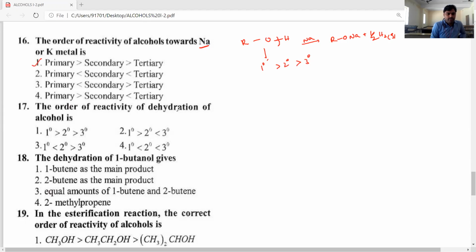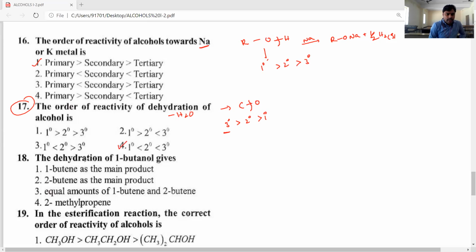Now the reactivity order of dehydration of alcohol. Dehydration means loss of a water molecule. It is nothing but the cleavage of the CO bond, in which the reactivity order is tertiary more than secondary and then primary. Okay, the 17th question. Dehydration of alcohols is the cleavage of a CO bond, meaning they form a stable carbocation. Tertiary alcohols form the more stable carbocation. That's why tertiary alcohols are highly reactive. So the fourth option is correct.